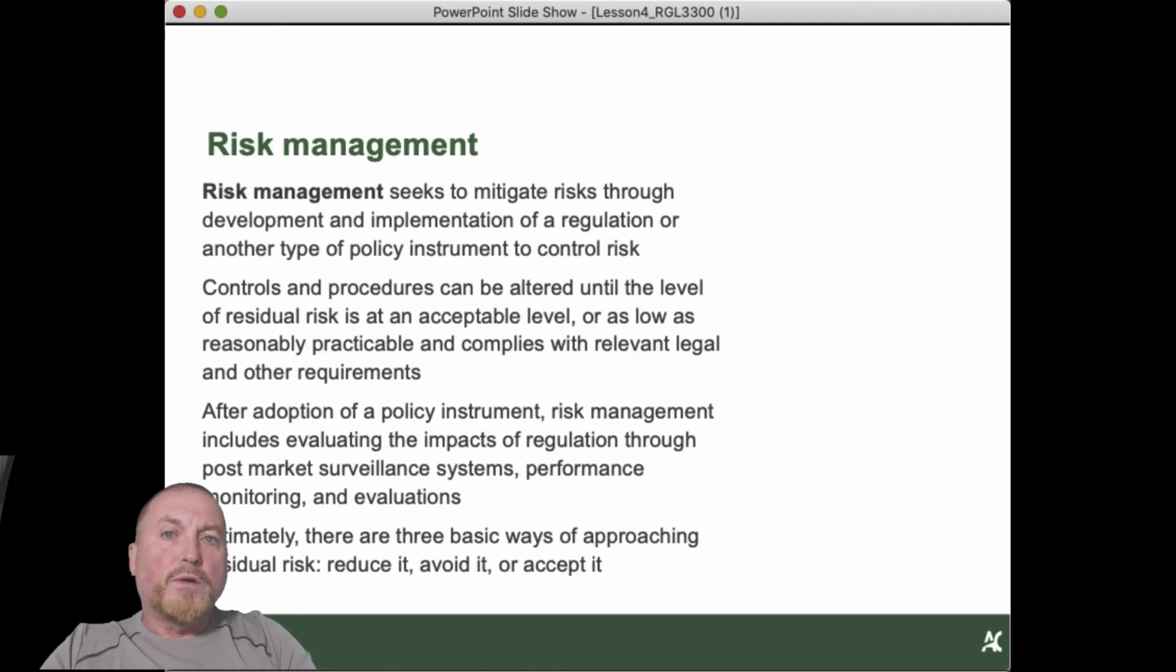Okay? Risk management seeks to mitigate risk through the development and implementation of a regulation or another type of policy instrument to control the risk. All right? For example, we've allowed a hazardous chemical on the market, but we need to control the risk that it poses when it's transported. So we'll have a series of regulations about who can transport these things. What type of technical equipment do they need? What type of training do the drivers need? All those things are risk management strategies to ensure that the risk profile of that chemical product is respected in the marketplace so that unnecessary risk is controlled or mitigated.